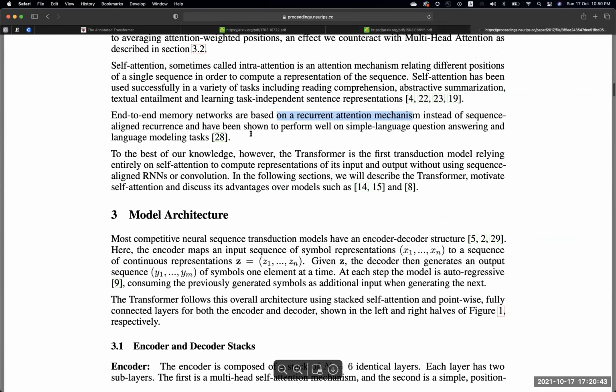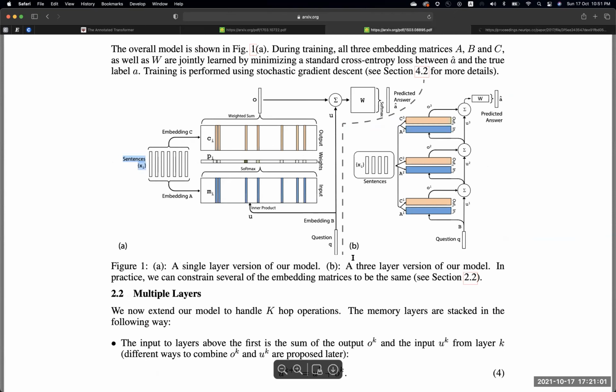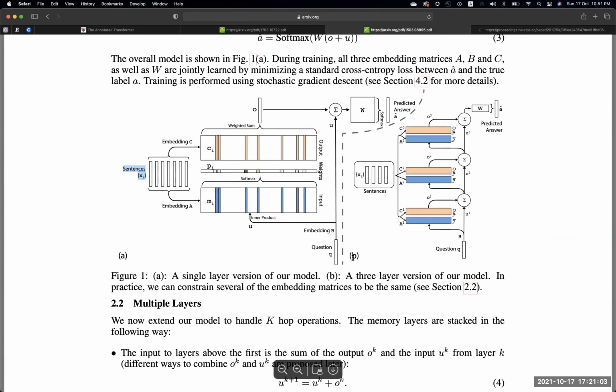So that's how I think they're trying to say that they perform well on simple language question answering, because they are, I think, pretty efficient and might be able to learn easily. One thing here in the memory network, just a small thing: if you look at the picture, there are two parts. One is the left-hand side of the question, where they are just mixing. You can think of it like looking at the same sentence words and mixing and matching them.